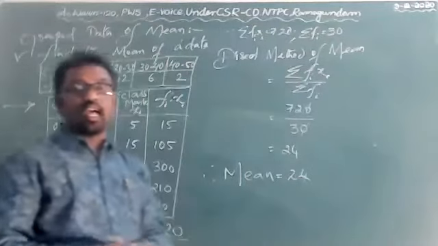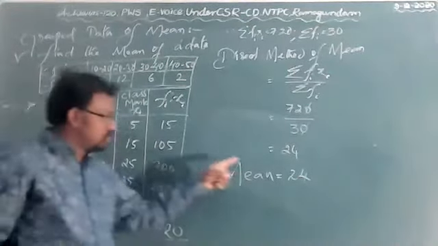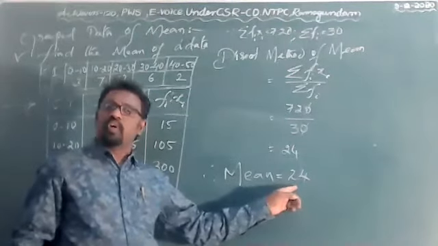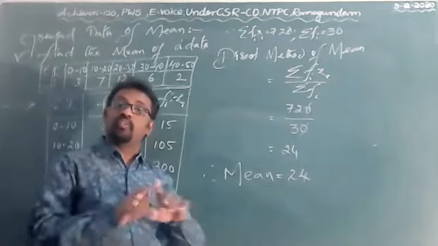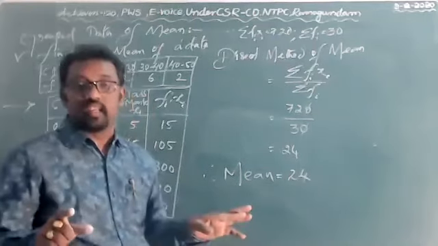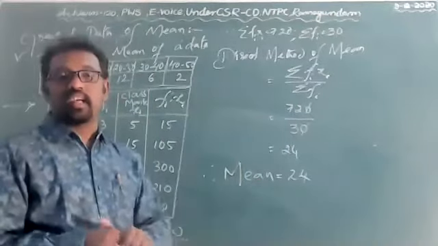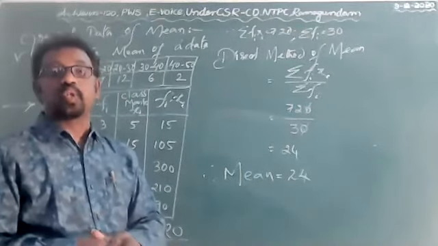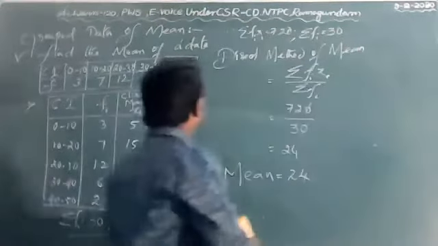Now we will see the assumed mean method with the same question. What is the result? Remember the result. The result is 24. 100% you will get the result 24 again. No changes. So we'll take the same question and go with the assumed mean method now.